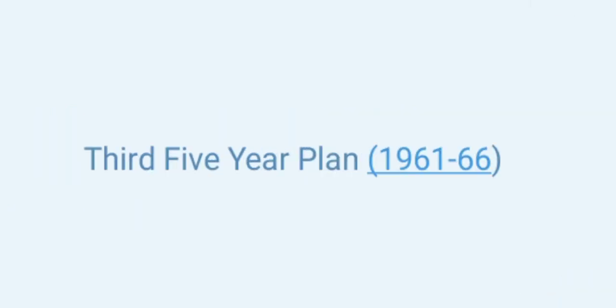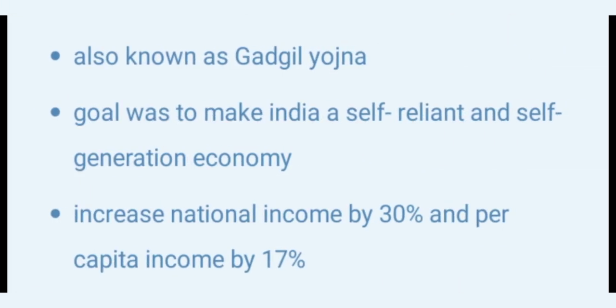Third 5-year plan, 1961 to 1966, also known as Gadgil Yojana. The goal was to make India a self-reliant and self-generating economy, increase national income by 30% and per capita income by 17%.